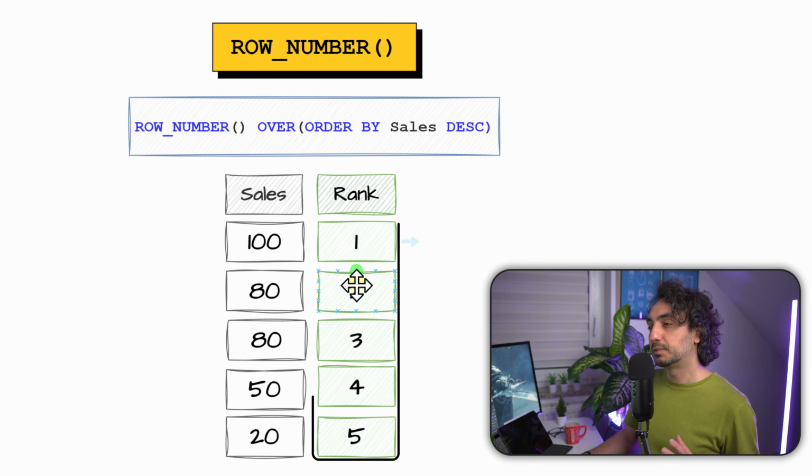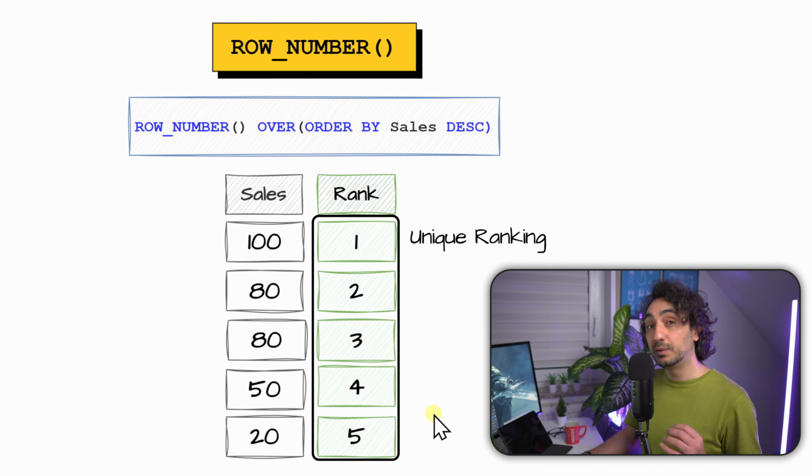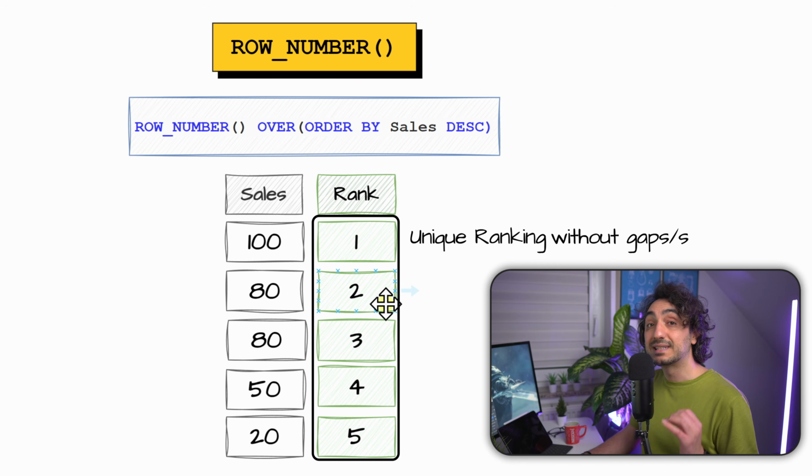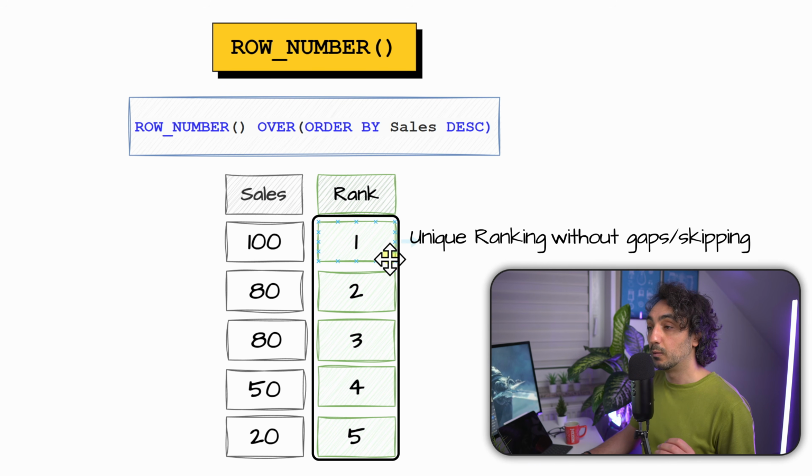Now if you check the output, you can see that all those numbers are unique. We don't have any repetitions. So 1, 2, 3, 4, 5, there are no repetitions. They are unique, distinct values, and as well there is no skipping of ranking. So that means we have here 1, 2, 3, there is no jumping to 6, 7 or something. There is a clear sequence of distinct values, and there are no gaps.